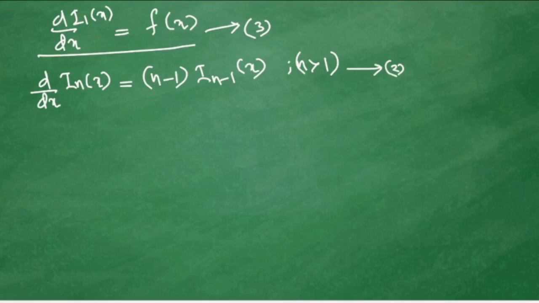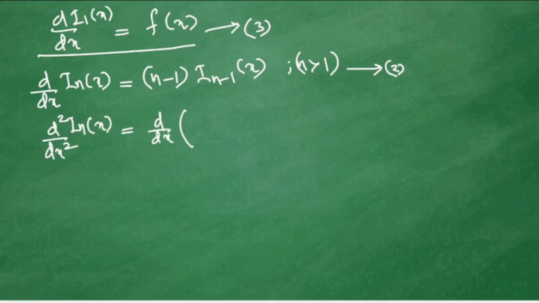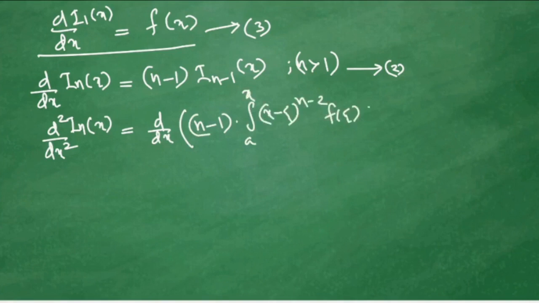Now the second derivative of In of x, d square In by dx square, is d by dx of d In of x by dx. d In of x by dx is n minus 1 into I n minus 1 of x by equation number 2. I n minus 1 of x is the integral a to x of (x minus theta) raised to n minus 2 f of theta d theta by equation number 2.